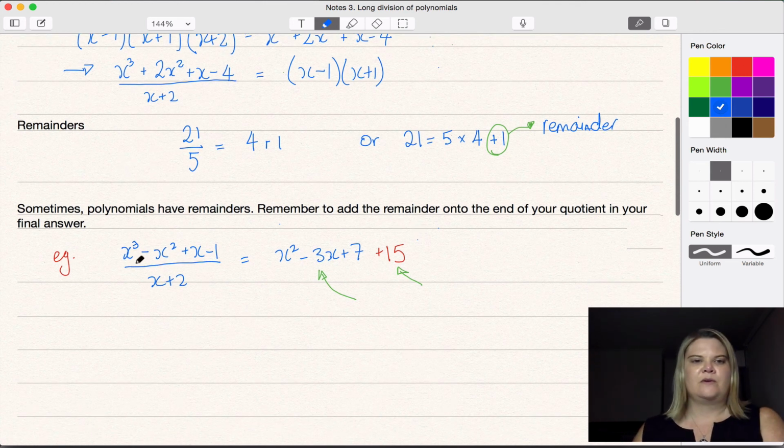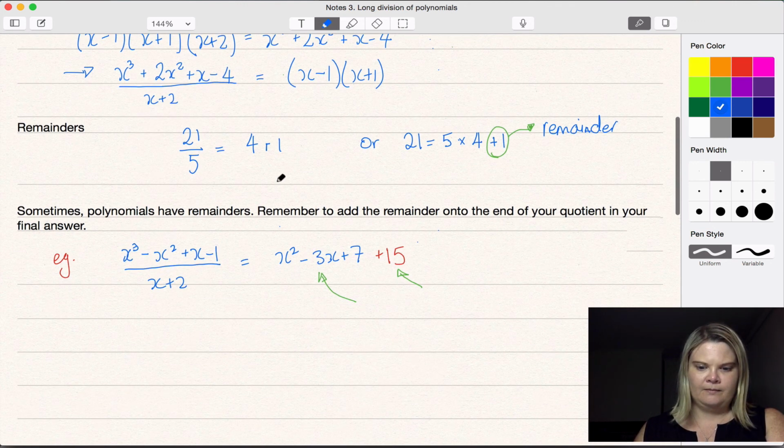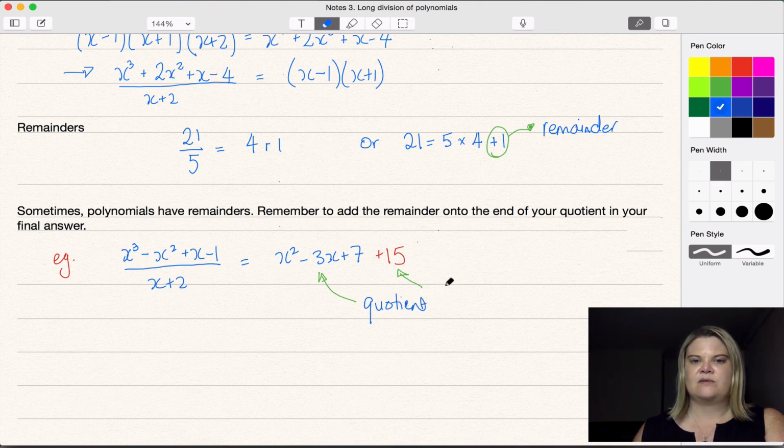For example, we've got the dividend divided by the divisor. This is what it equals, and I'll show you how to get that solution soon. So this is our quotient, and then you need to just plus the remainder on the end.